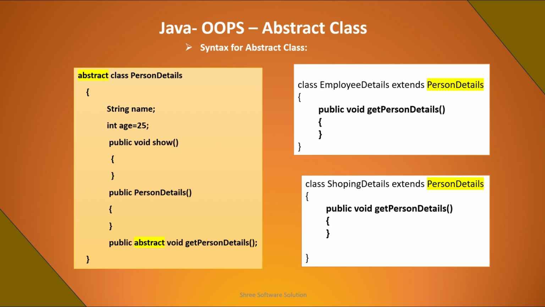So this way we need to create the abstract class, and we need to access that abstract class in our subclass. Next we'll see the practical session of how it is working, and after completing this session we will move on to the interface. First, we'll see the abstract class practical session right now.